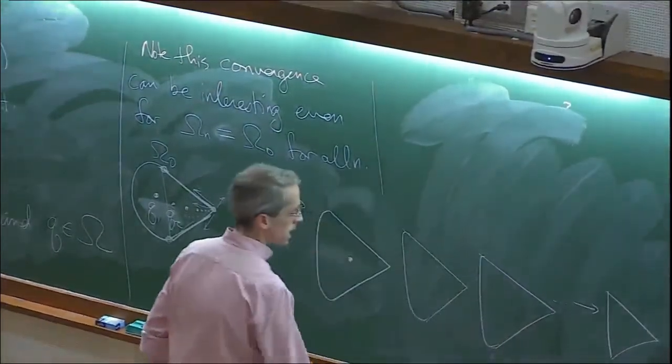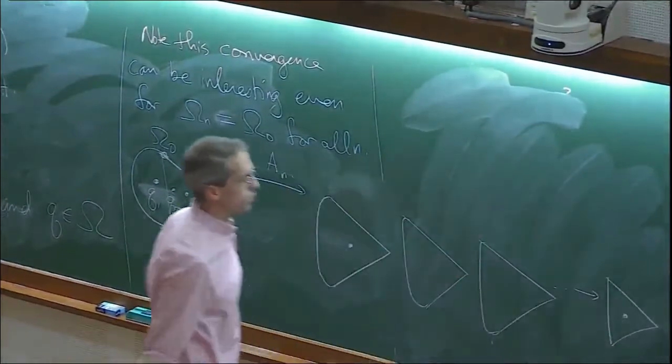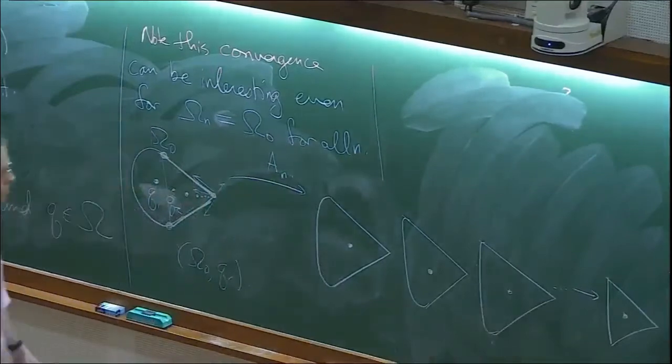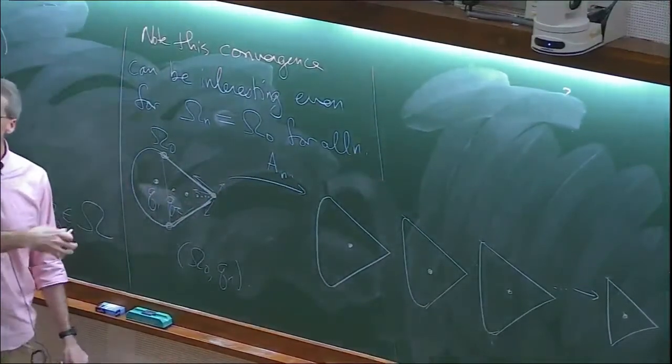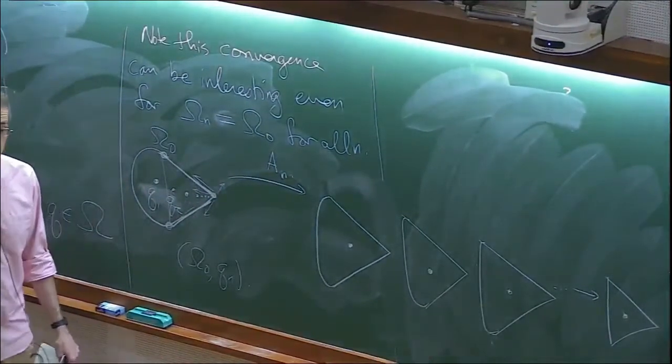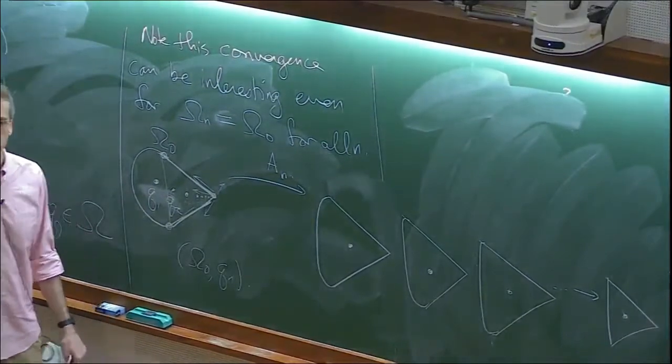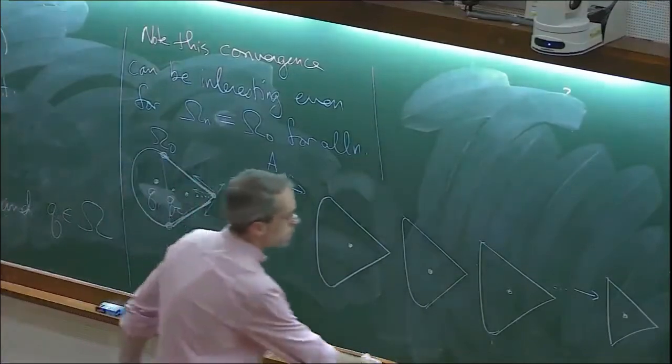You could have a limit that is a triangle with some interior point. So a fixed domain with a sequence going to the boundary becomes a varying domain with a point that more or less doesn't move. It stays in the interior the whole time. So that kind of thing could happen.